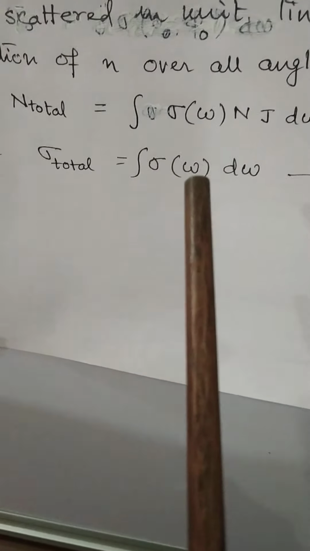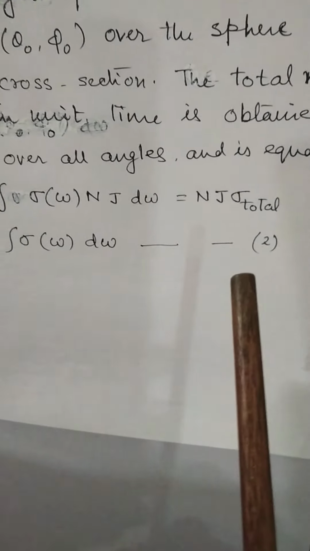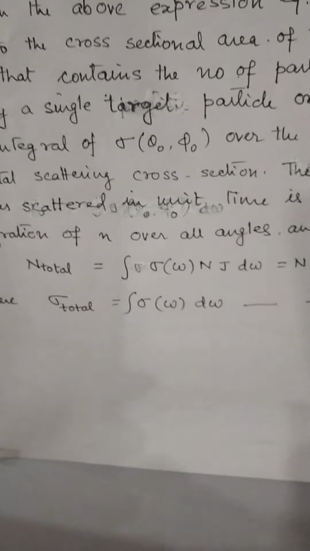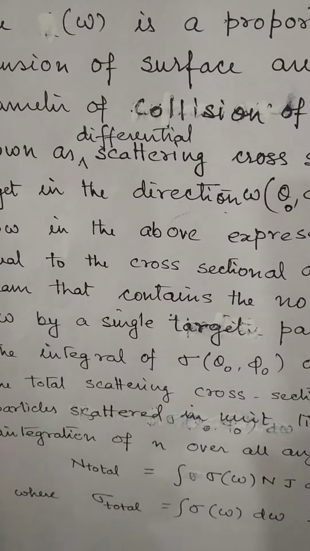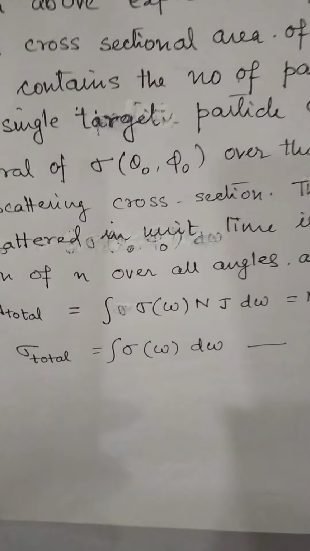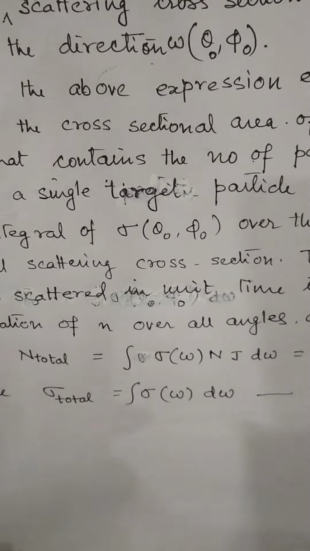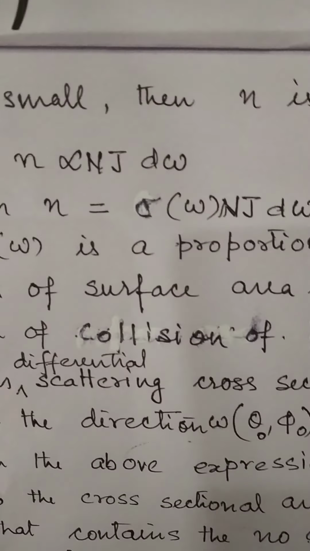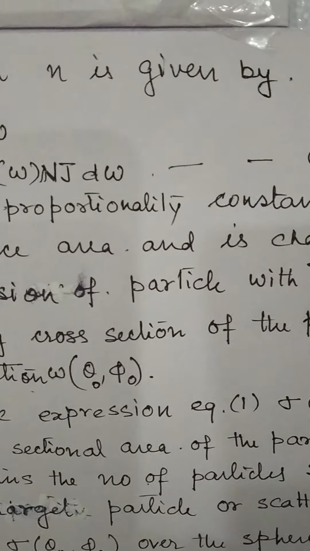Where sigma total is equal to integration of sigma of omega multiplied by d omega. Let it be equation number 1. So sigma total is the total scattering cross section, and we have given the definition of total scattering cross section and differential scattering cross section, which is given by sigma omega, and it is shown in equation 1.